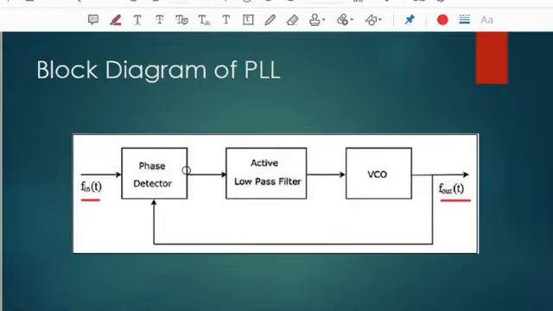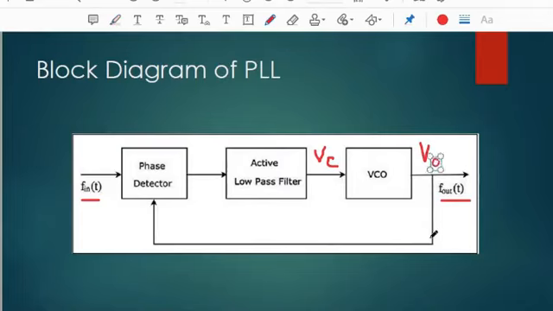Phase lock loop consists of a phase detector, an active low pass filter, and a voltage controlled oscillator. In our previous video lecture, we have seen the voltage controlled oscillator. The voltage controlled oscillator produces an output signal corresponding to the input voltage provided at pin number 5 of the VCO. Let us consider the output signal voltage is V0 and frequency is F0.